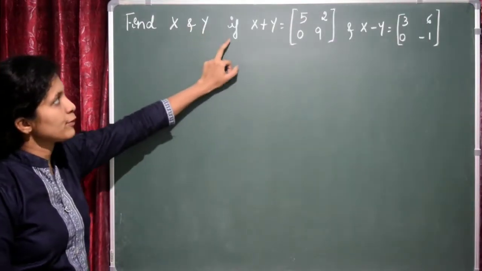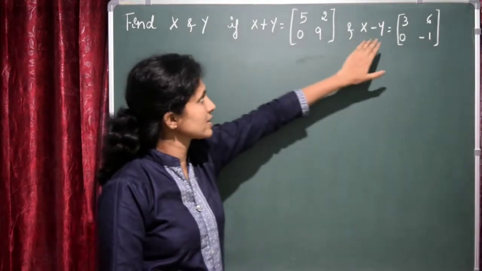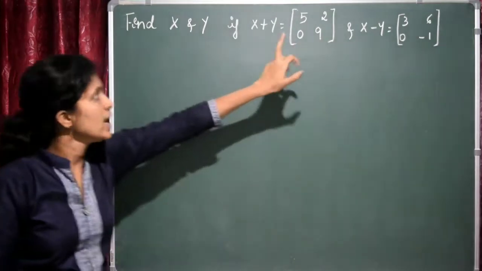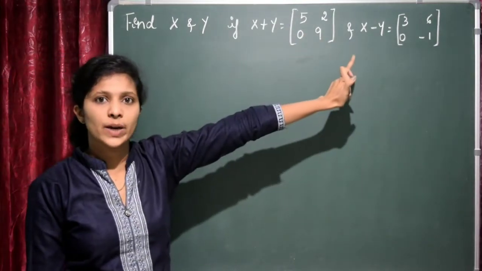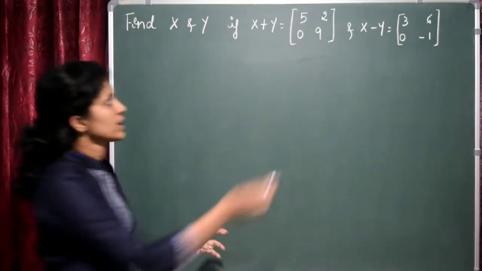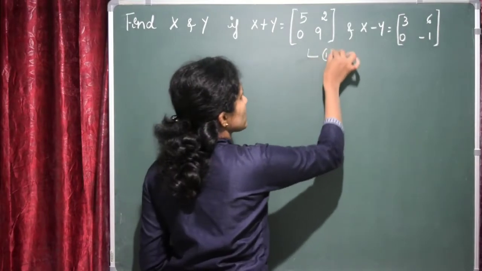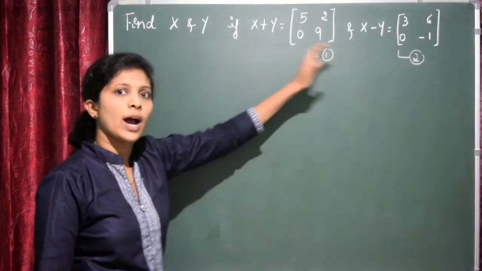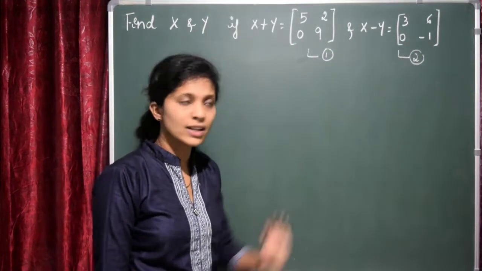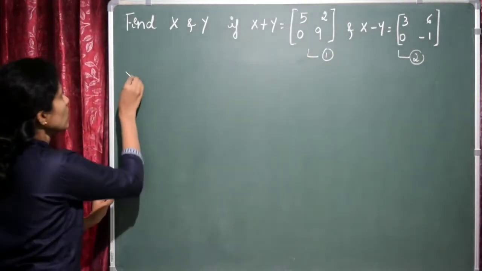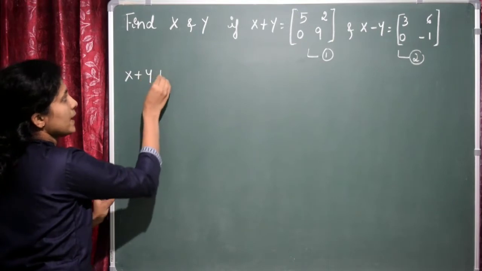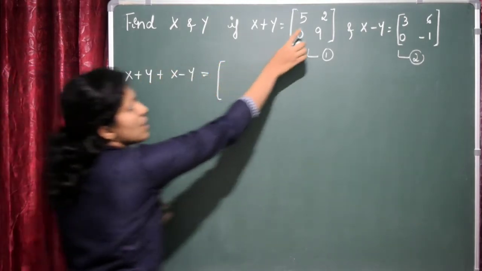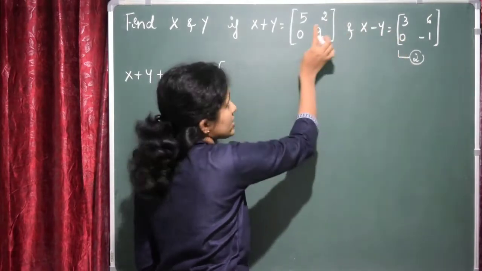Find x and y if x plus y is equal to this matrix, x minus y is equal to this matrix, right? So this problem is important. X plus y and x minus y is given. What we can do here? We'll consider this as matrix 1, and this as matrix 2. To find the value of x, if you add these, you will get the value of x, right? We'll add this one. So x plus y plus x minus y is equal to, we are adding this matrix and this. I hope you understand this one.